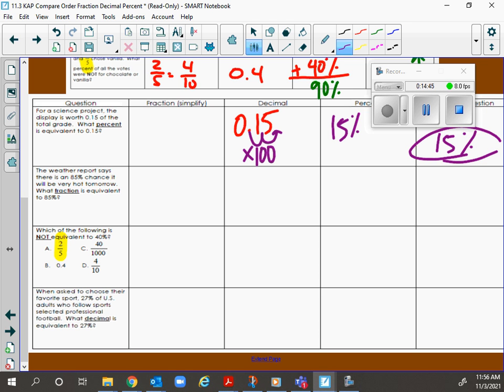The weather report, spam, or weather report. Anyway, that's not what this question's about. The weather report says there is an 85% chance it will be very hot tomorrow. What fraction is equivalent to 85%?